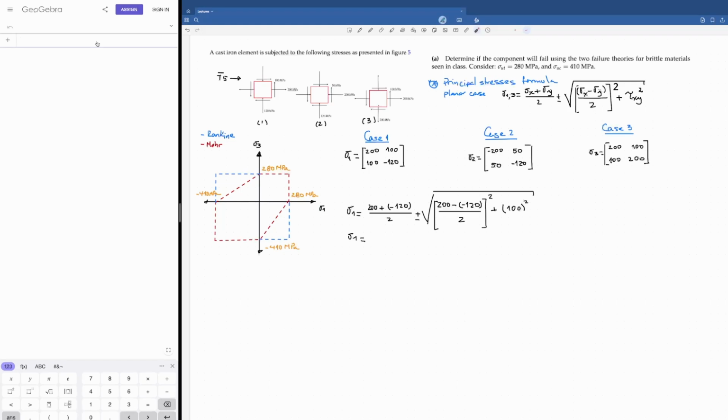Then let's go here. So the first one, it's going to be 200. Actually, I should start like this. Minus 120 divided by 2 plus square root of, let's open this parenthesis here, 200 plus 120 divided by 2, and this is squared, plus 100 squared. And that's giving me 228.679, let's call it, megapascals. Which means that this one here is going to be the same, well, we could use the previous, but take some minus here. And that is 100 minus 148.679 again, megapascals.